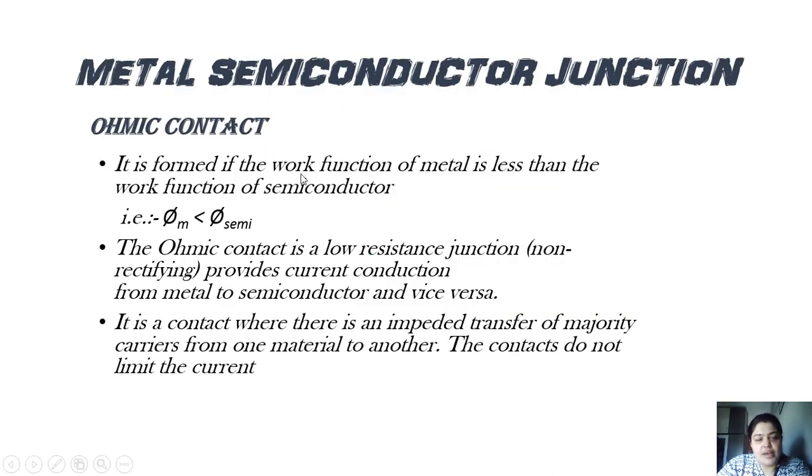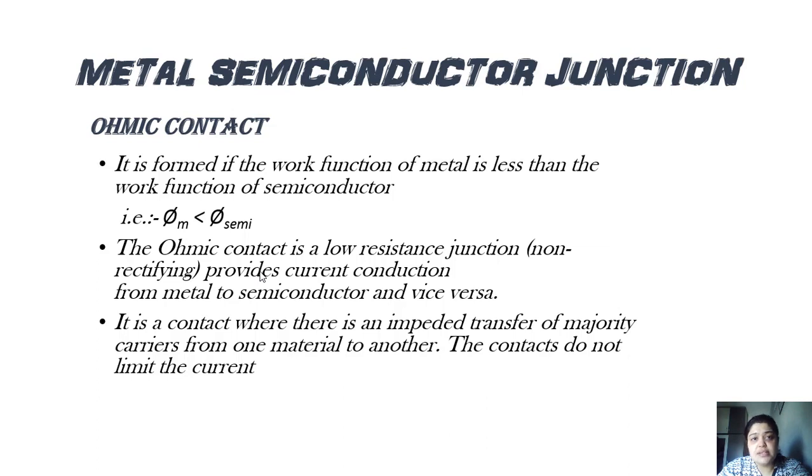Now, ohmic contact. If you remember in the previous lecture, when I explained what exactly a metal semiconductor junction is, we considered a term called work function. So, what is an ohmic contact? Ohmic contact is a contact which is formed when we consider a metal which has a work function that is less than the work function of semiconductor. That is, it is formed if phi m, the work function of metal, is less than phi semi, the work function of semiconductor. Now the ohmic contact is basically known as a low resistance junction.